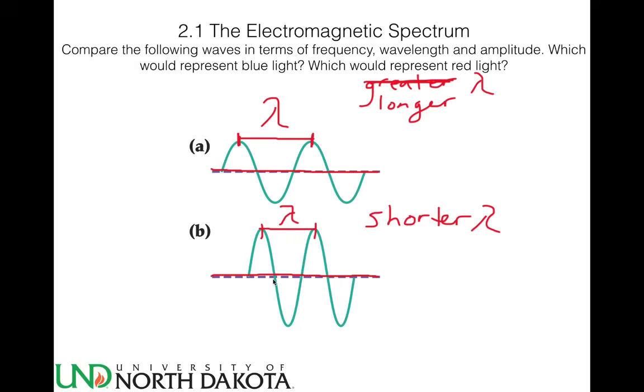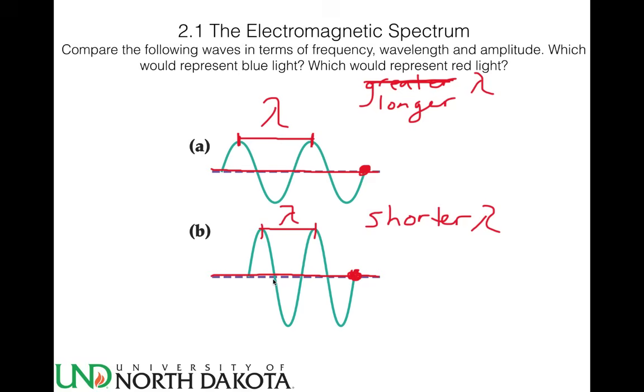Now, the other assumption we need to make is that if we were to measure the number of peaks that pass through some point per second, these waves are moving. And we need to assume that the waves are moving at the same speed. And that's correct. That would be called the speed of light, which we'll discuss in a minute. But we just need to realize that they would be traveling at the same speed.